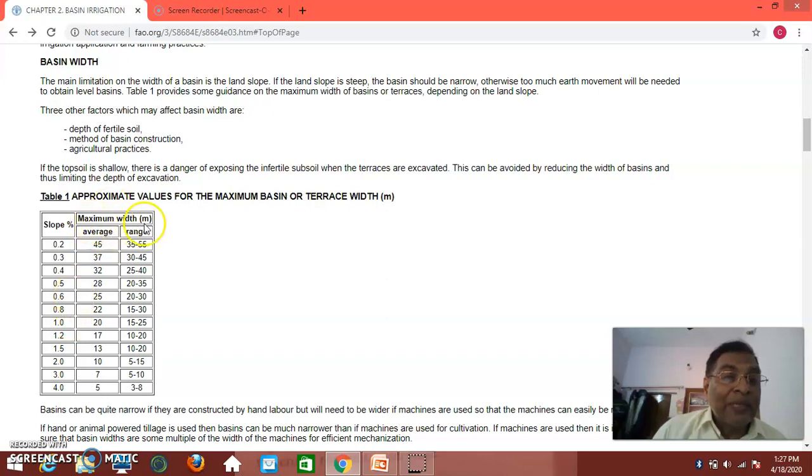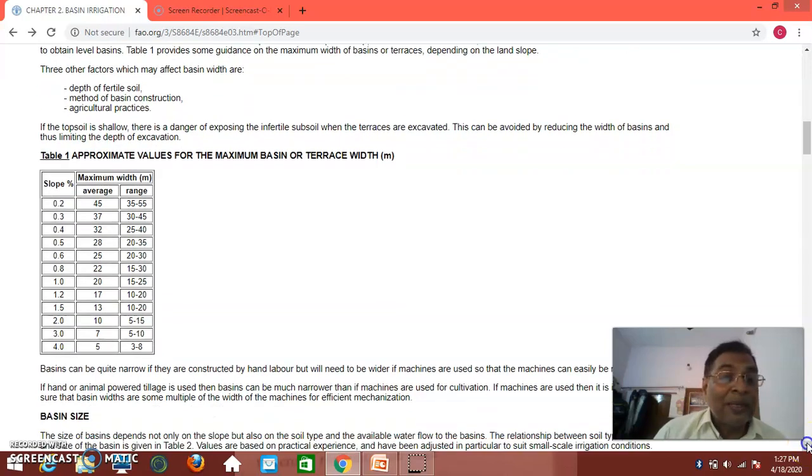The maximum basin width is an average figure, depends upon the slope. That means if the slope is smaller, the width of the basin in meters increases. For a greater slope, the width is less. For a lesser slope, the width is greater. So that's what this publication refers to.